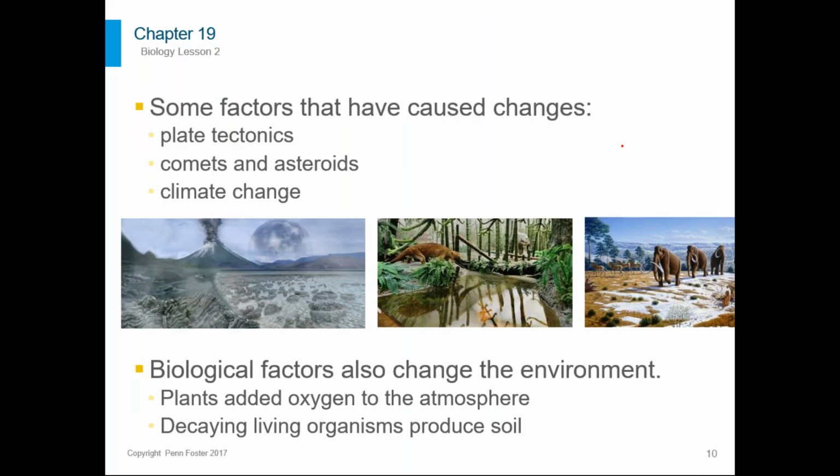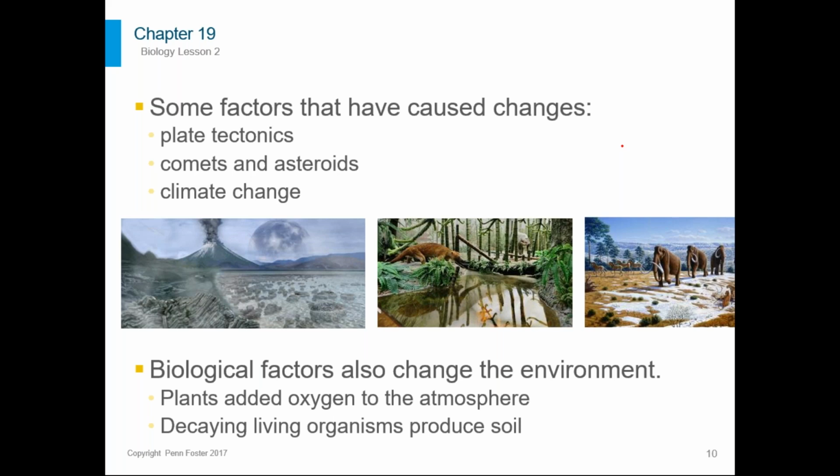In timescales of tens of millions of years, a lot of change can happen to the environment. Some factors that have caused change are plate tectonics, moving the continents to new places around the world, comets and asteroids crashing into Earth and sending a lot of debris into the atmosphere. These and other factors contribute to climate change, especially the global rising and cooling of temperatures.